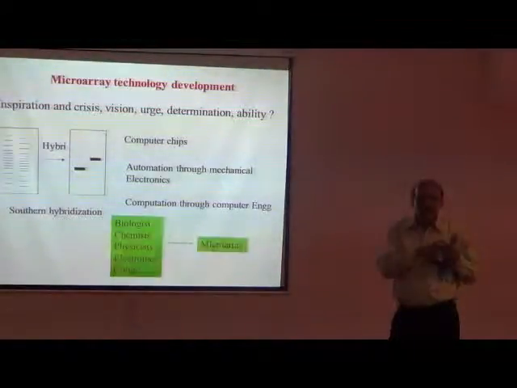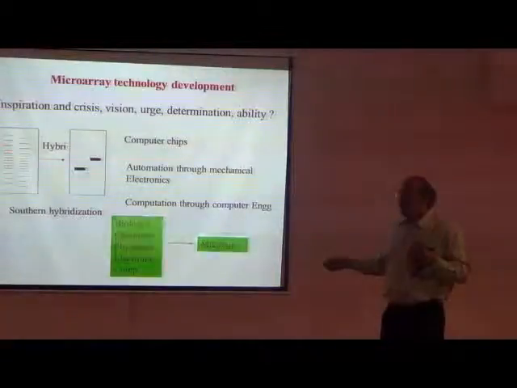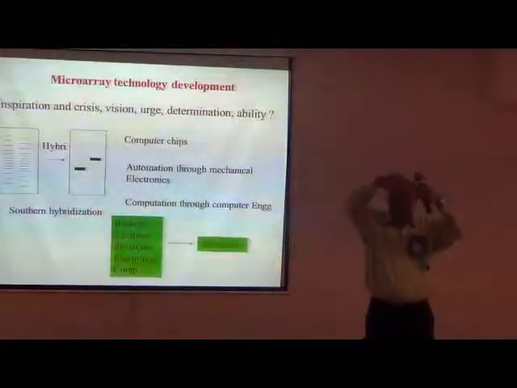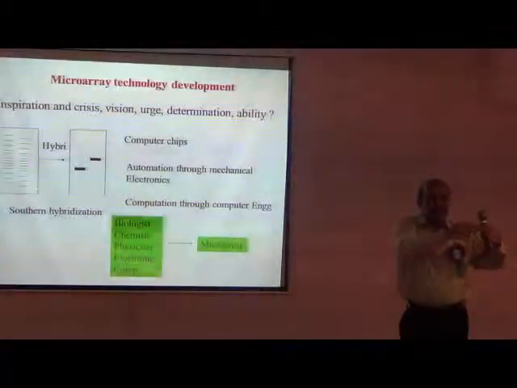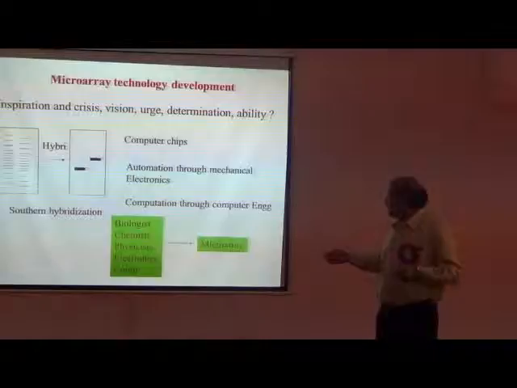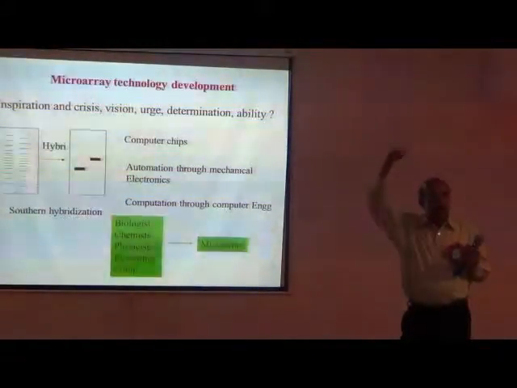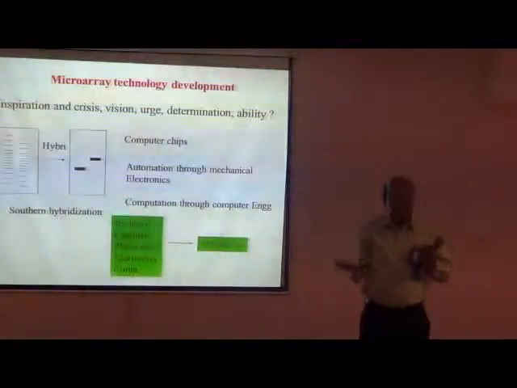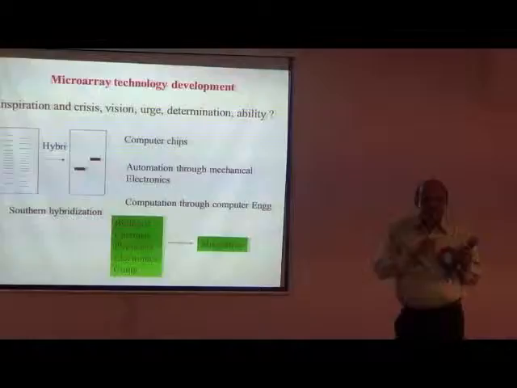So in hybridization, you have a probe and a target. When the probe meets the target, wherever it finds complementarity, which I mentioned in the DNA structure, it will light up. Southern hybridization has existed for a very long time to detect and isolate a gene. Now I am telling you where the crisis comes.